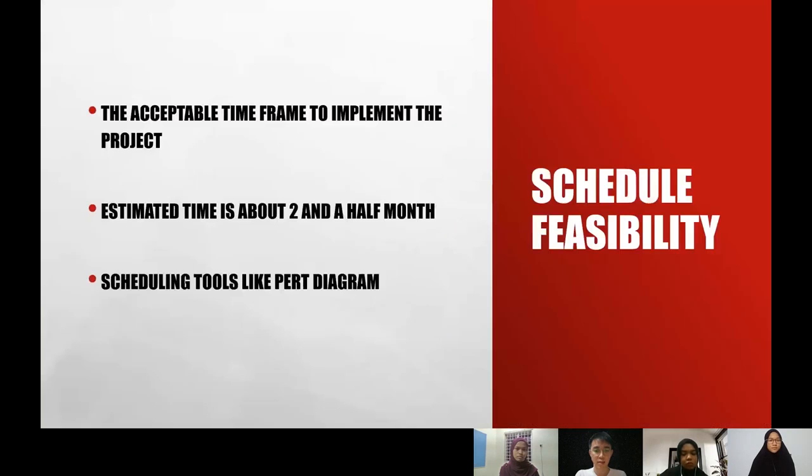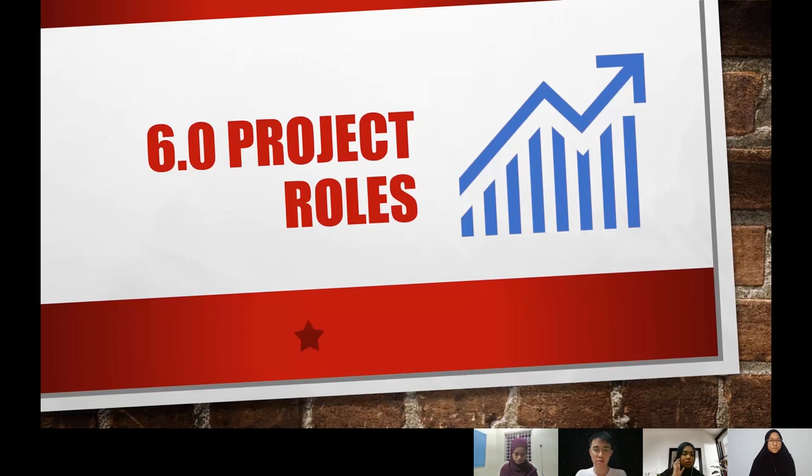Last but not least, schedule feasibility indicates the acceptable time frame to implement the project. The estimated time to prepare and design this system is about 2.5 months, and we use scaling tools like the PERT diagram to estimate and also show the time taken to prepare this system, which will be presented later on. In conclusion, the new online student course registration system is feasible, and we are most likely to be able to succeed in completing the project because the system is possible and capable of being carried out.